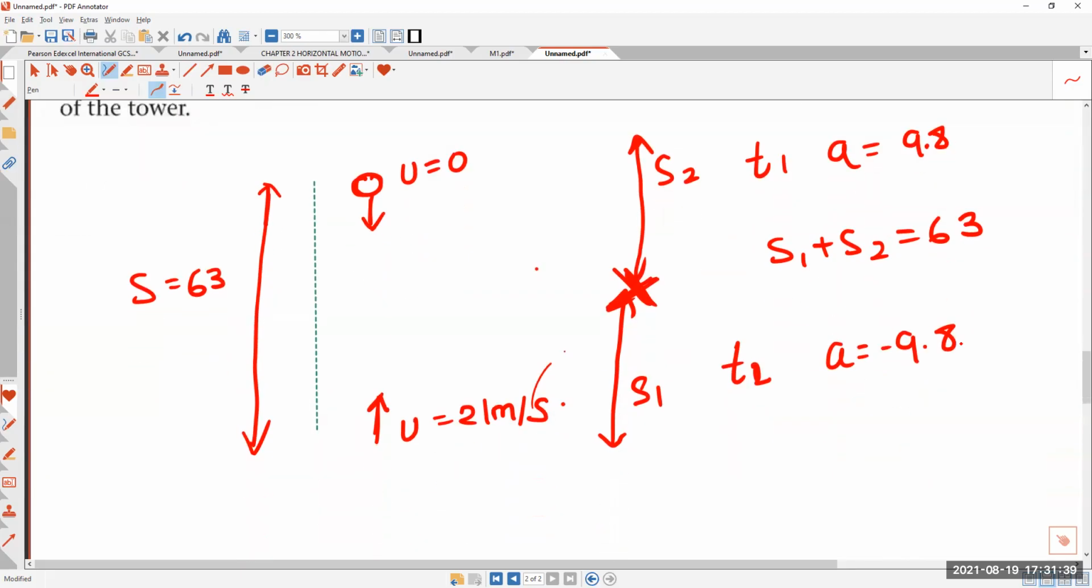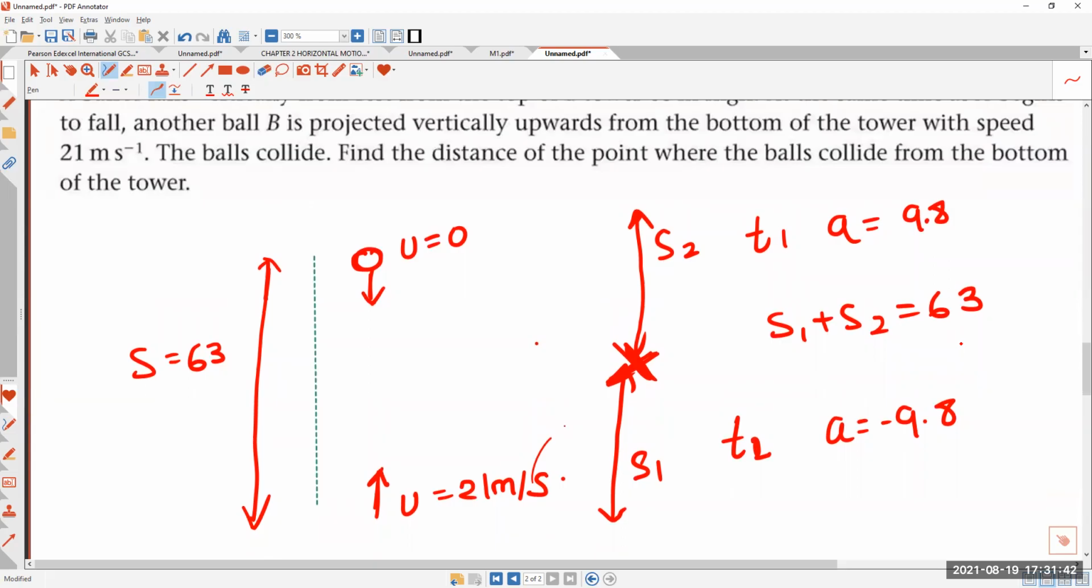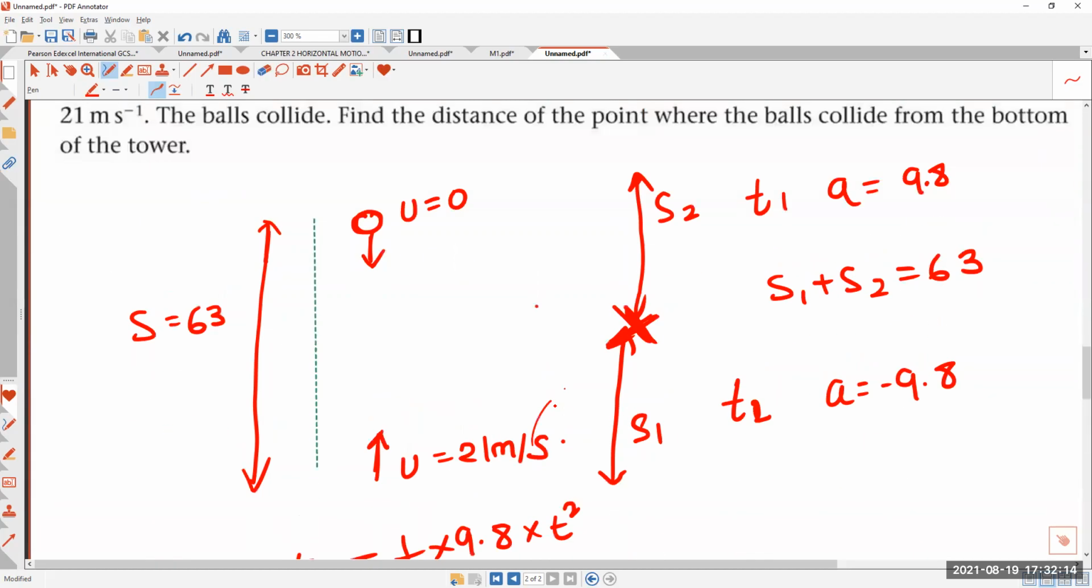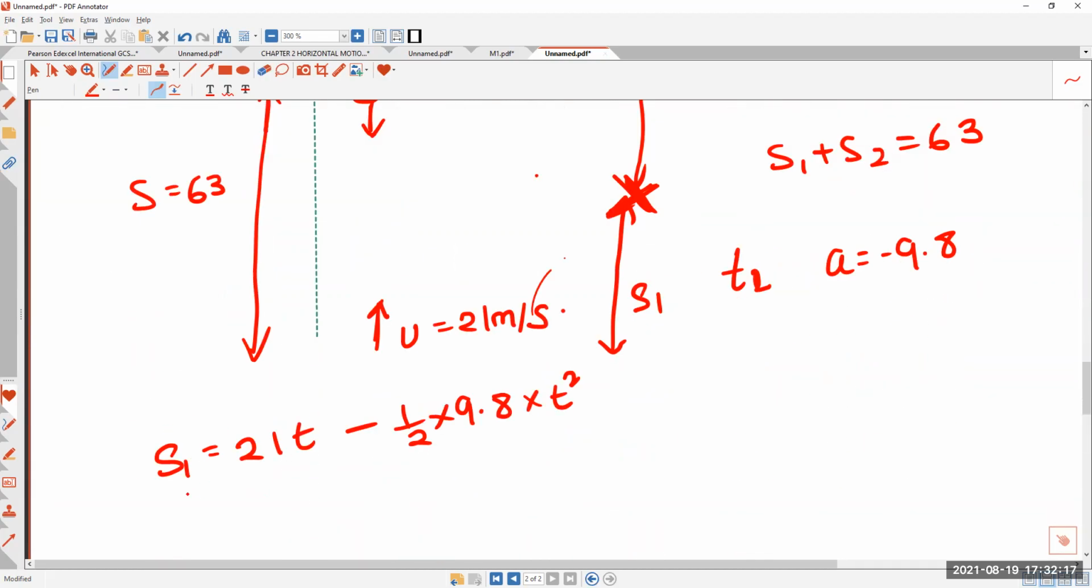Look here, everyone. The balls collide. Find the distance of the point where the balls collide from the bottom of the tower. Now, let's make an equation for S1. For S1, can we know its initial velocity? Can I do ut minus half at square? Clear? Yes or no? So what do they want from me in the question? Find the distance. Okay, fine. Your S1 is equal to 21t minus 4.9t square.